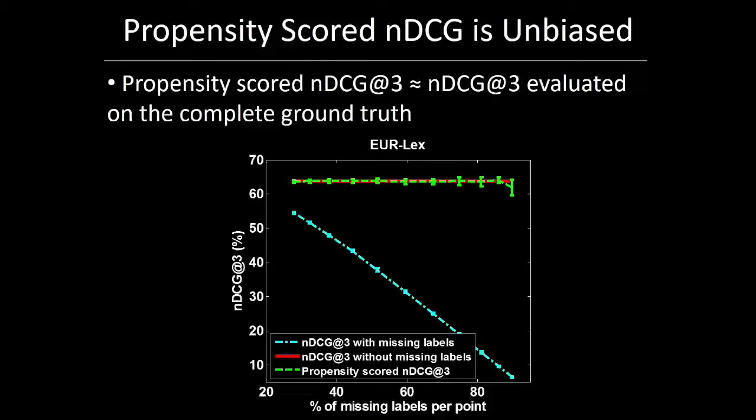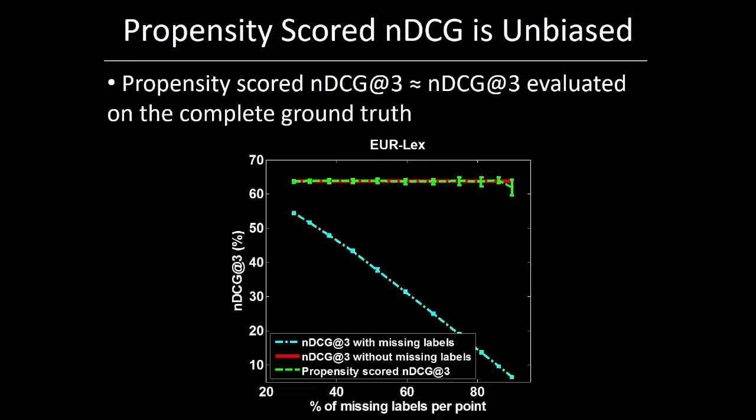Okay? Then we started simulating missing labels from the test set, and we dropped labels. And as you can see, the observed nDCG keeps falling down as we get more and more missing labels. Now, even though FastXML's predictions have been frozen, they're not changing, the performance seems to get worse and worse, right? And this shows that there's a clear bias in vanilla nDCG.